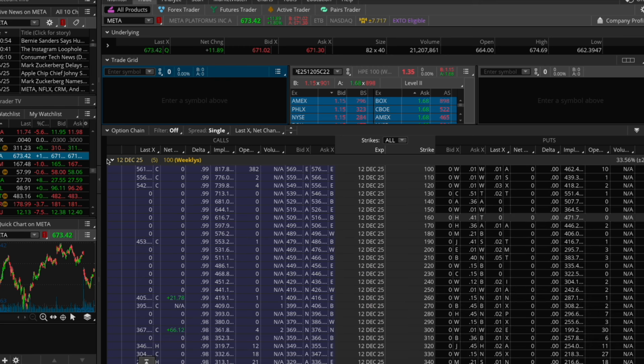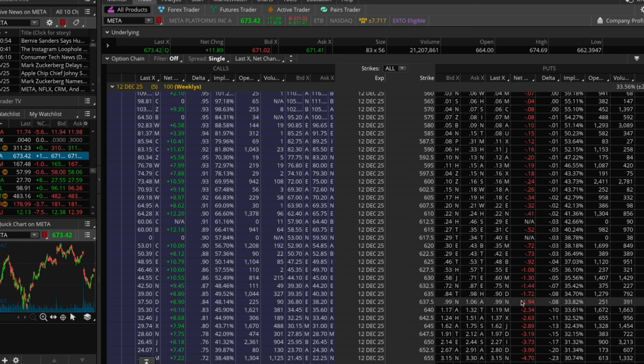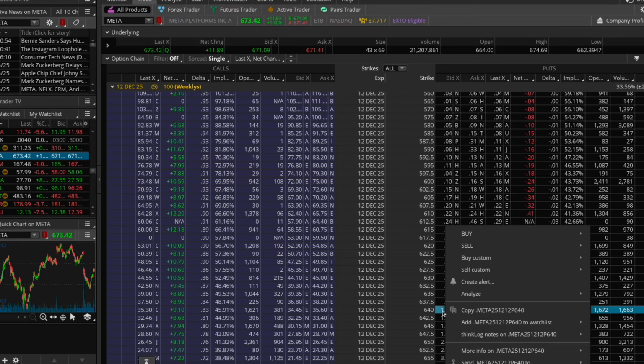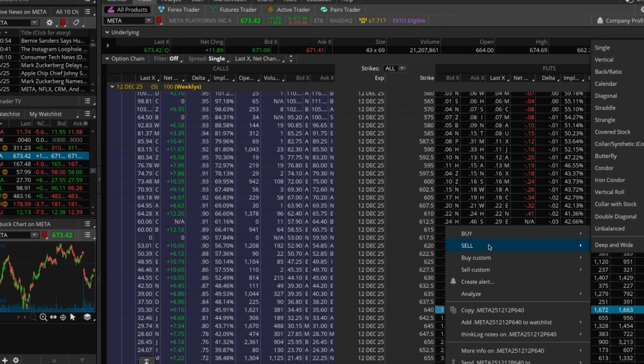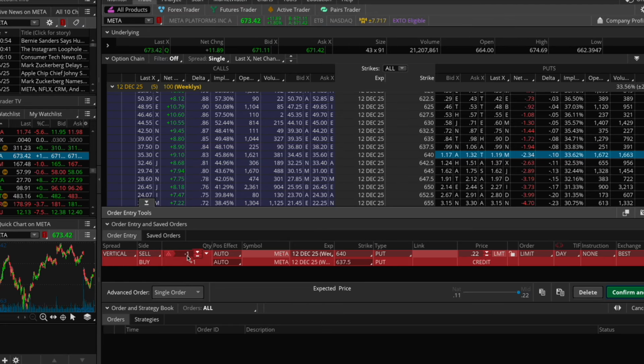And again, I'm going to look at a 1-week trade, December 12th. And let's go a little bit more conservative. Let's use a 10 delta in this example. So I would be selling a 640 put. So I'm going to right click and go to sell. And I'm going to go to vertical because we're just going to look at a put credit spread first. So again, that's going to pull up my trading window where I'm selling one META December 12th, $640 put.